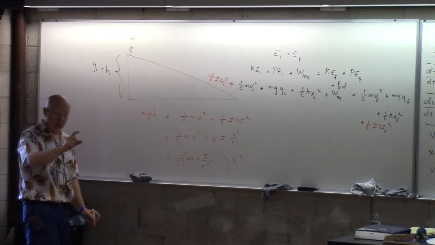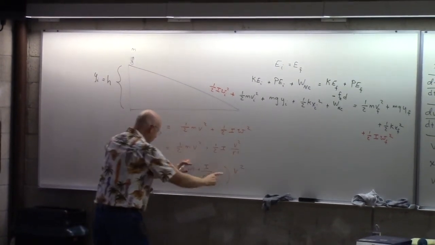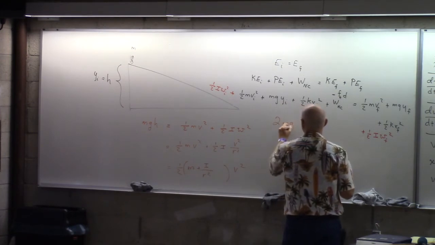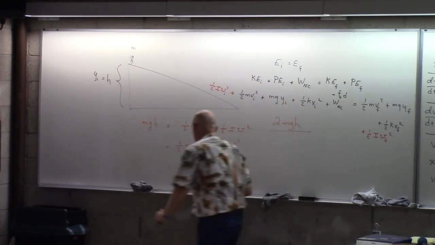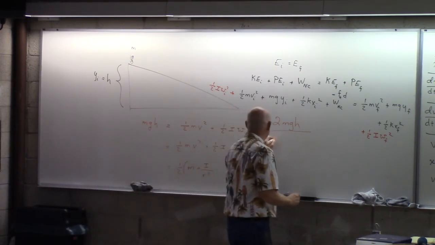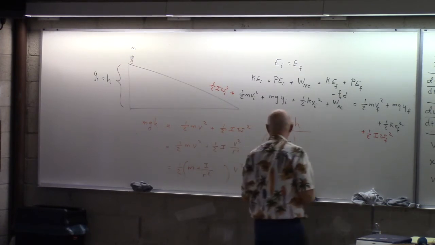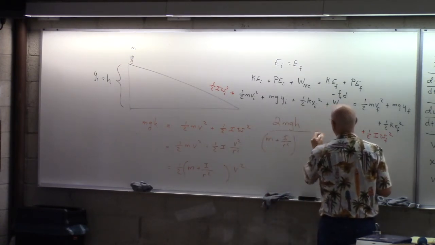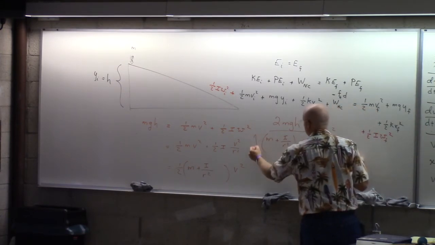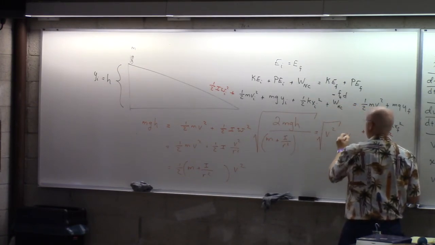And if I was asking this question, how fast is it going at the bottom of the hill, I could then move this to the other side. So I'll start by first moving the 2 to the other side. So I'll bring the 2 over. Then I'll divide by m plus I over r squared. And then that would equal v squared. And I guess now if I take the square root, I get v.